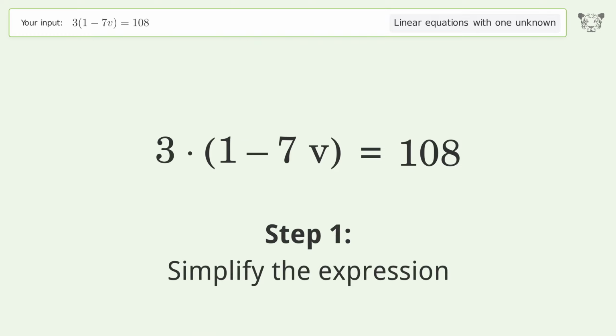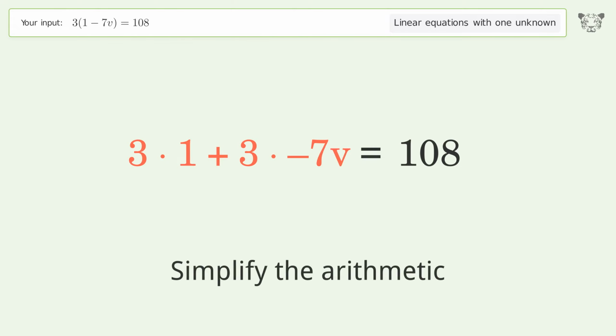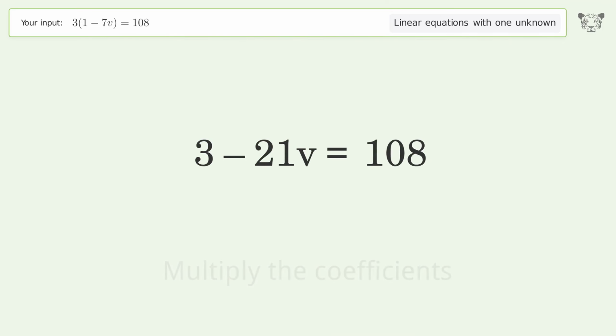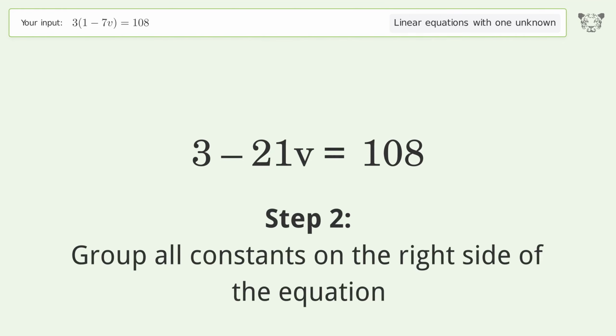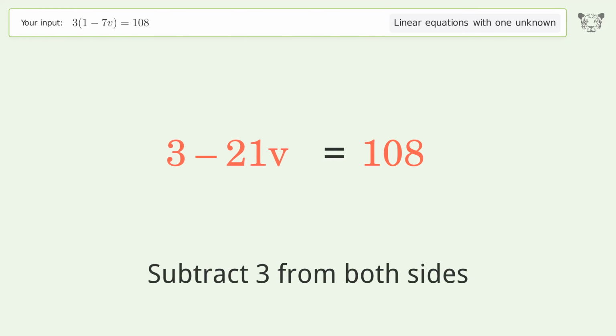Simplify the expression. Expand the parentheses. Simplify the arithmetic. Multiply the coefficients. Group all constants on the right side of the equation. Subtract 3 from both sides.